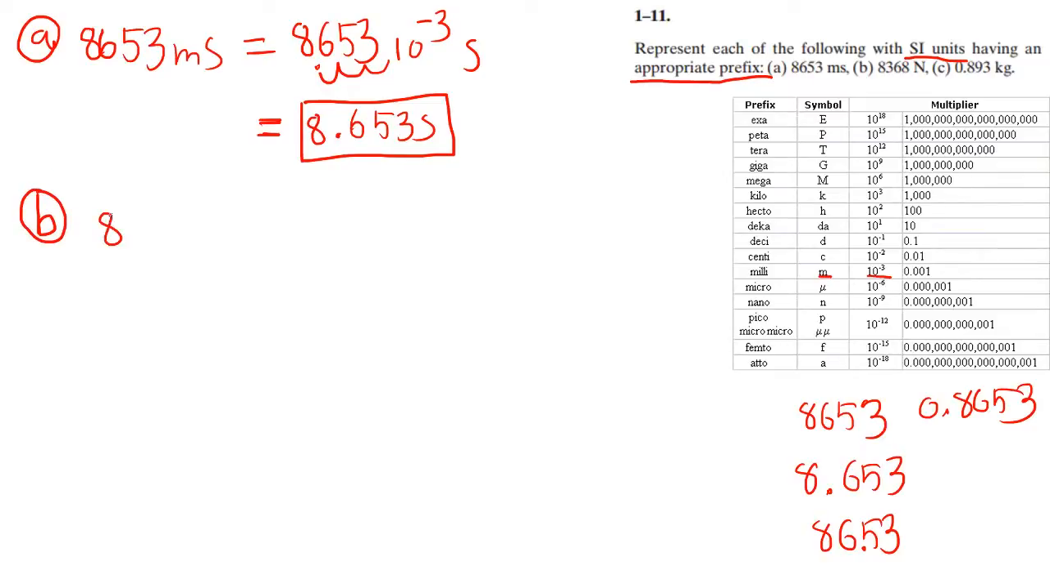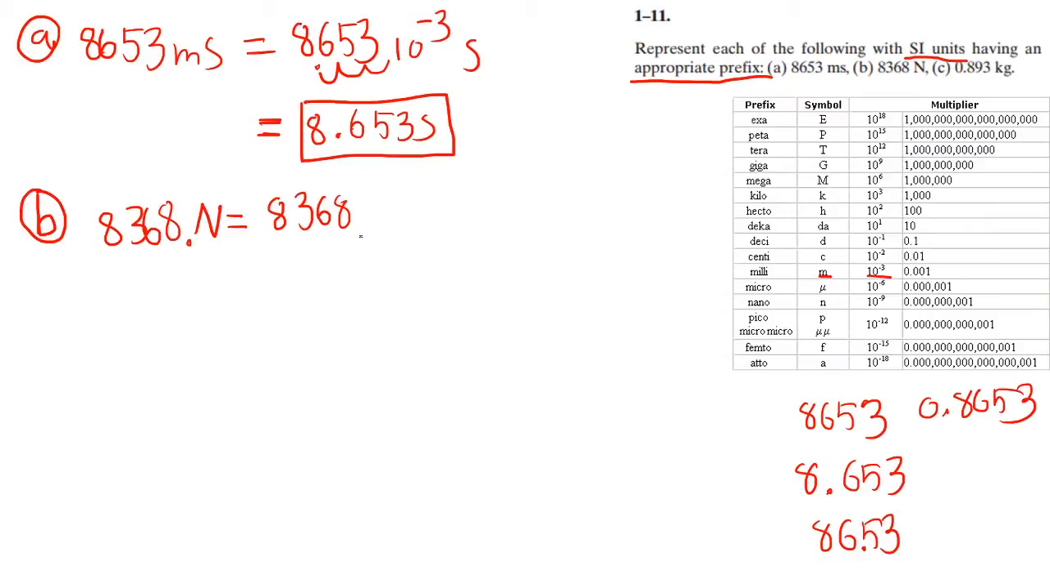And B, we have, once again, 8368 this time, newtons. So we want to get the decimal closer to the left. Right now it's all the way back here. So I have a very nice proposal. Let's move it 3 places again. Let's just move it 3 places right now. So this is our number. Our decimal is right here at the end.